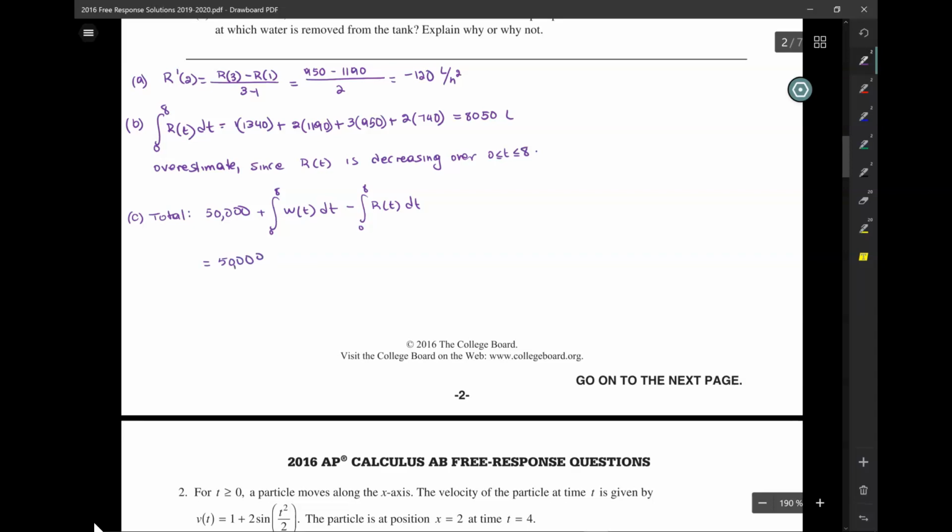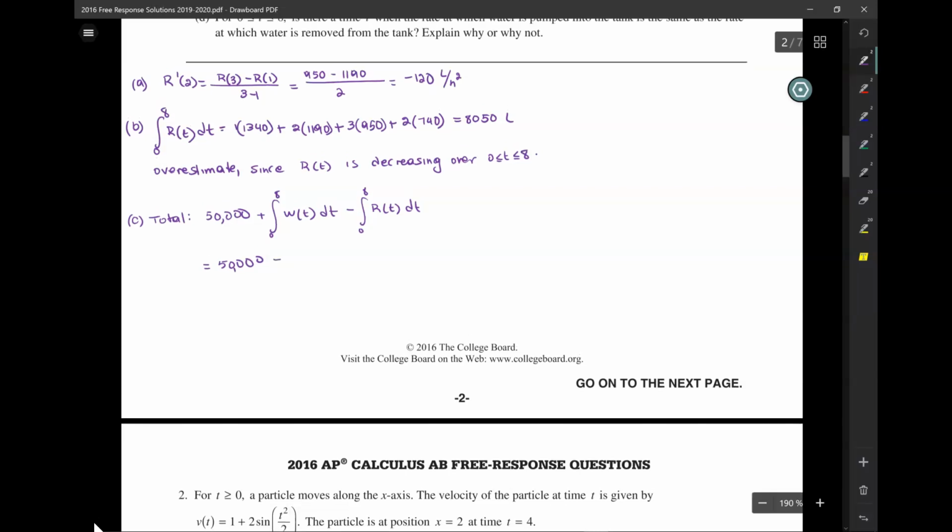So this is 50,000. The second one, that's enough, you just write that, and then you can plug it into the calculator. So that's plus 7,836.195 minus what we just got from above. And so now there's 49,786 liters.